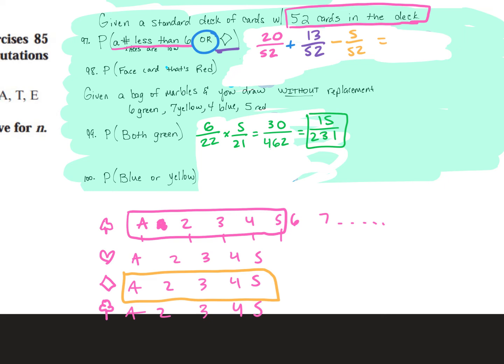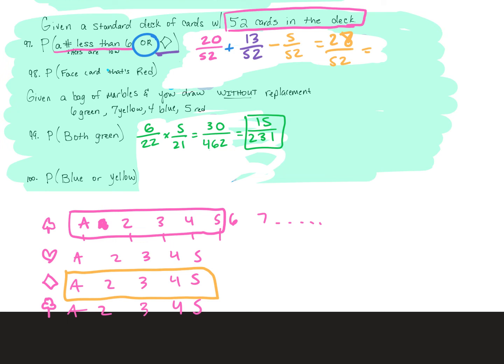So it'll be 20 plus 13 minus 5, which is 28 over 52. The total amount of cards is 52. And then it simplifies to 7 out of 13, because we just divide by 4.